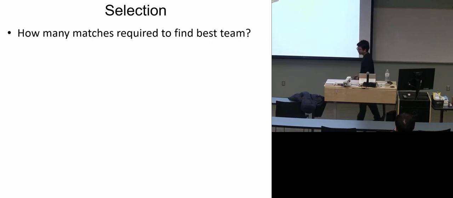So the first question I want to ask you is, if you have, let's say, n many teams, how many comparisons do you need to do just to find out which one is the best? Or in other words, you have n numbers, how many comparisons do you need to find out which one is the minimum? Yeah. n-1. Yeah, exactly.